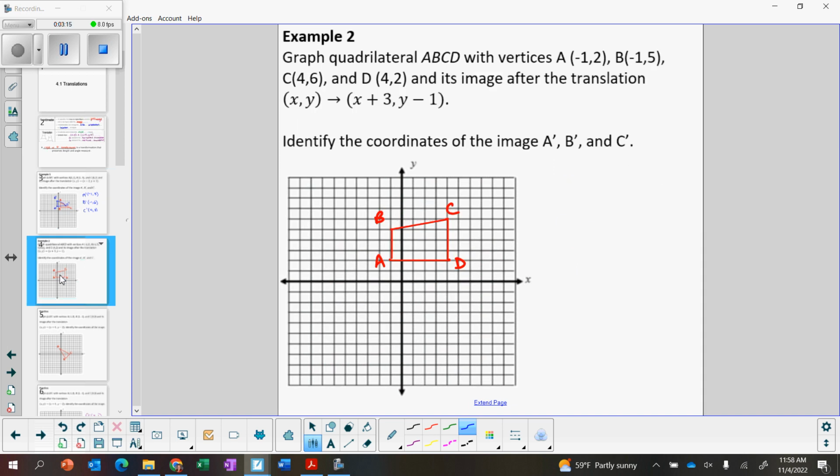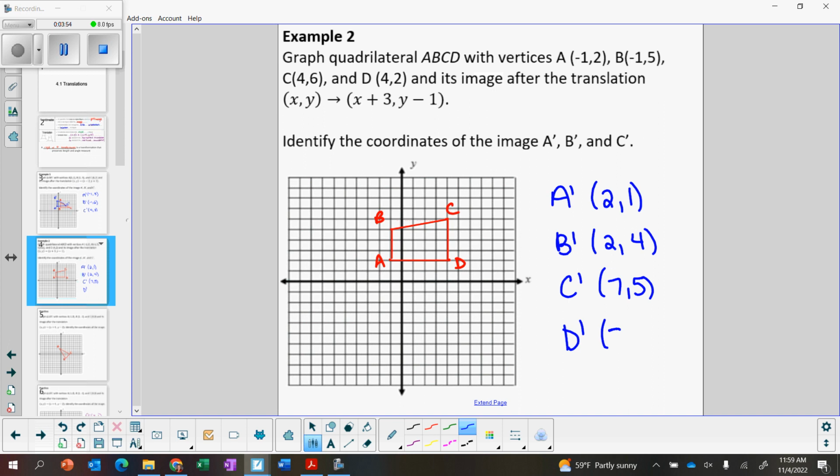Let's try another one. We have quadrilateral ABCD. We want to graph it and its image under the translation x plus 3, y minus 1. So plus 3 to negative 1 is 2, minus 1 from 2 is 1. Plus 3 to negative 1 is 2, minus 1 from 5 is 4. Plus 3 to 4 is 7, minus 1 from 6 is 5. And then 4 plus 3 is 7, 2 minus 1 is 1.